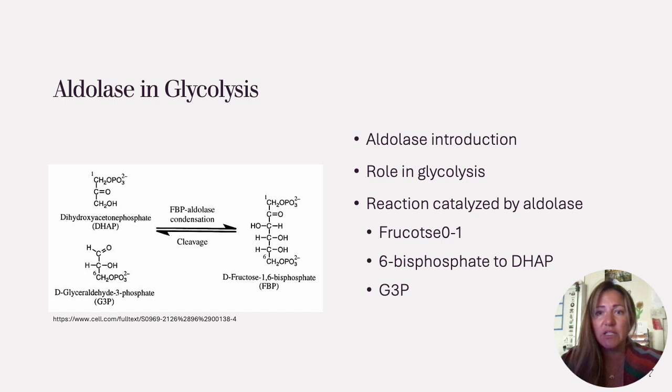Aldolase is a key enzyme in glycolysis. It catalyzes the conversion of fructose 1,6-bisphosphate into 3-carbon molecules, DHAP and G3P. This step is crucial for splitting that 6-carbon glucose molecule into 2 smaller molecules that can be metabolized. This occurs during that 4th step of glycolysis.